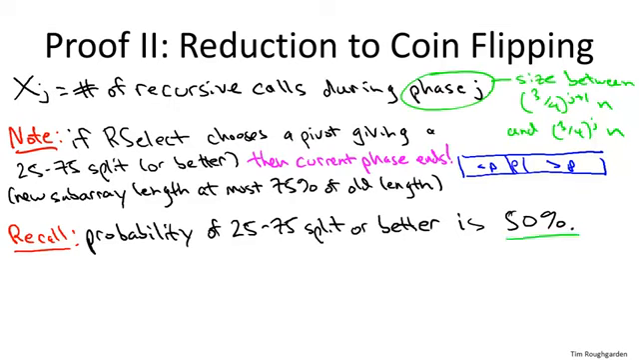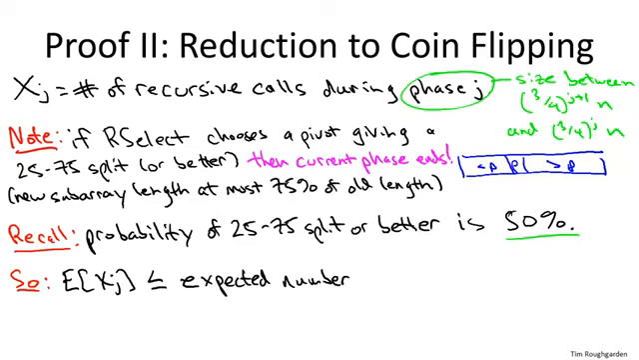So this is why we can reduce our analysis of the number of recursive calls during a given phase to a simple experiment involving flipping coins. Specifically, the expected number of recursive calls that we are going to see in a given phase j is no more than the expected number of coin flips in the following experiment. Okay, so you have a fair coin, 50% heads, 50% tails. You commit to flipping it until you see a head.